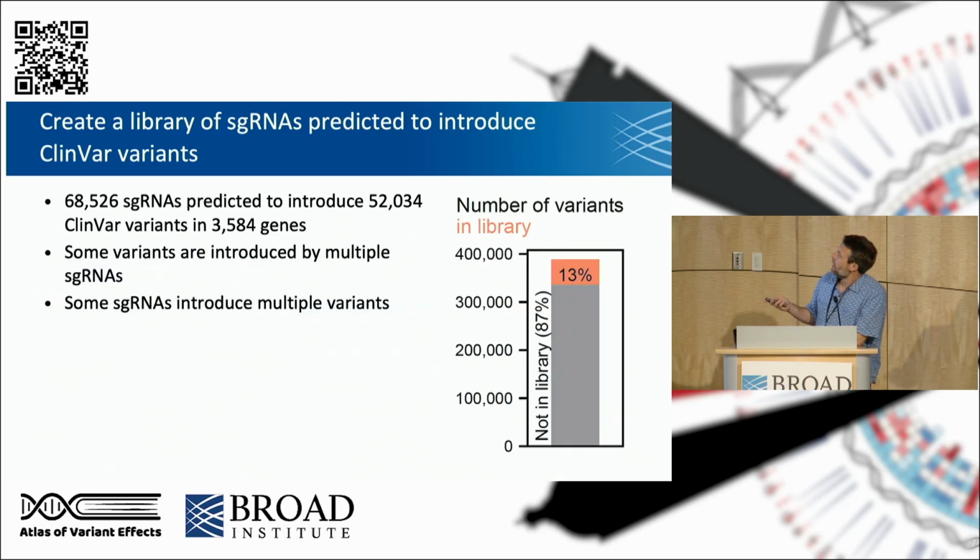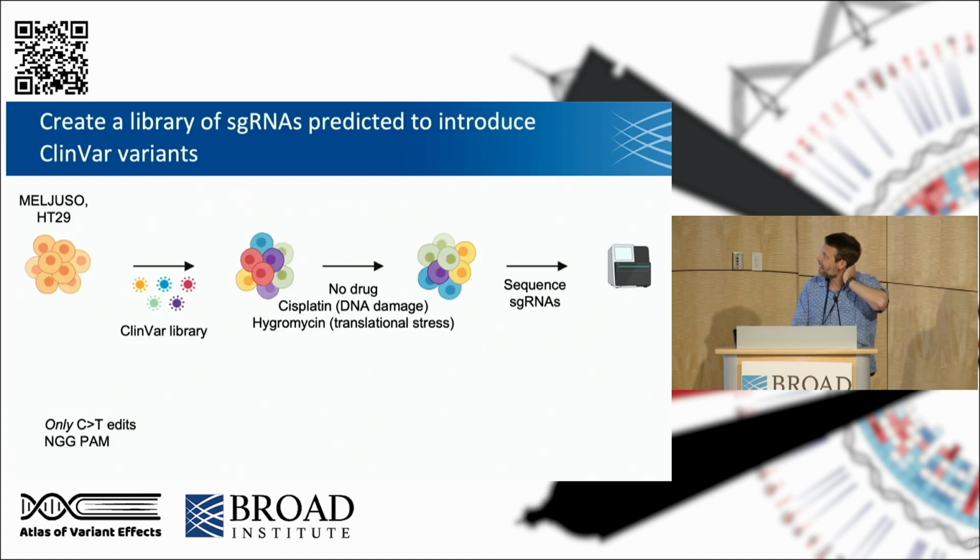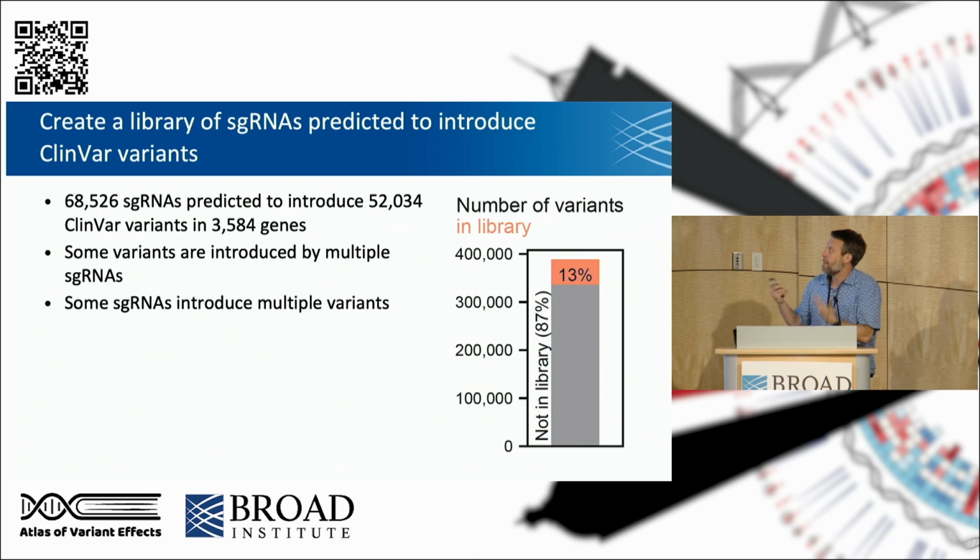So those are screens where we're looking at one gene, or in this case, one UTR at a time. But one can also use base editing to screen lots of different places at a time. So this is actually one of the first base editing screens we did. We took everything that we could find in ClinVar that was at the time editable by a C to T editor, because A to G editors were still being worked on.